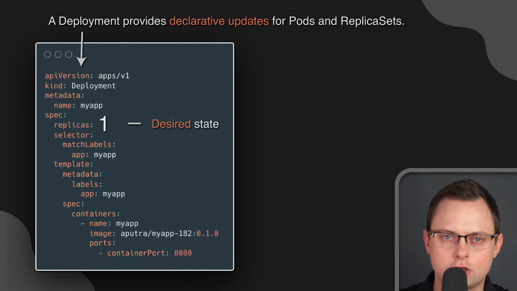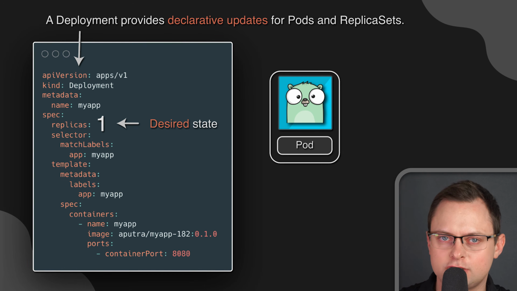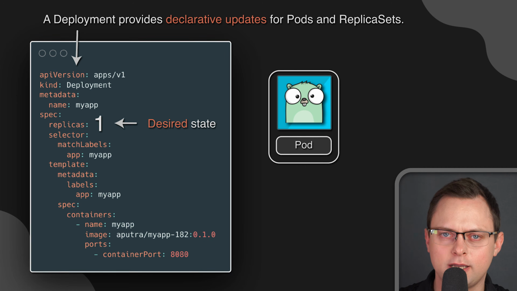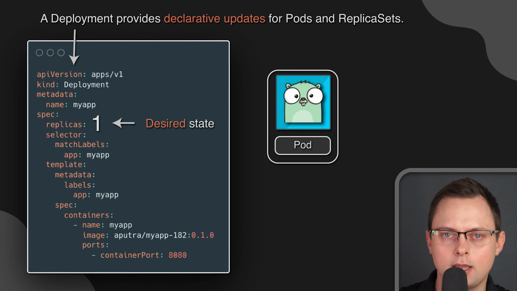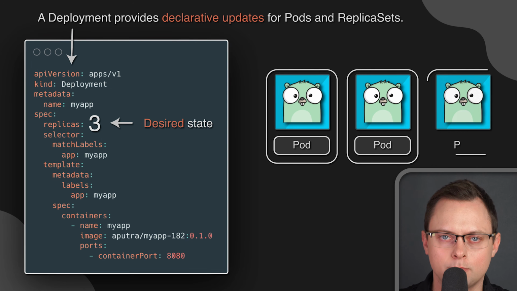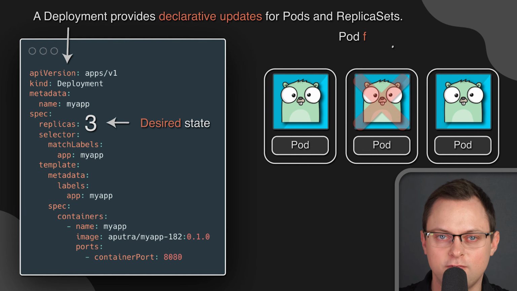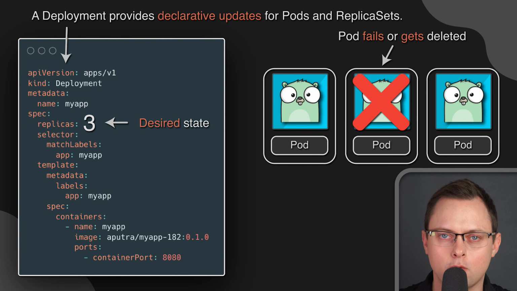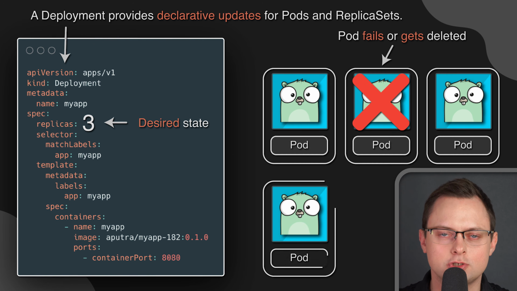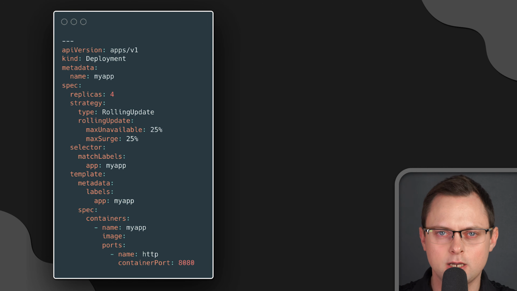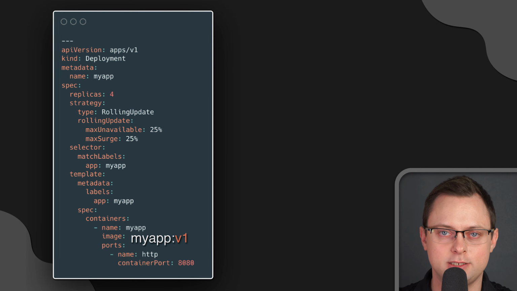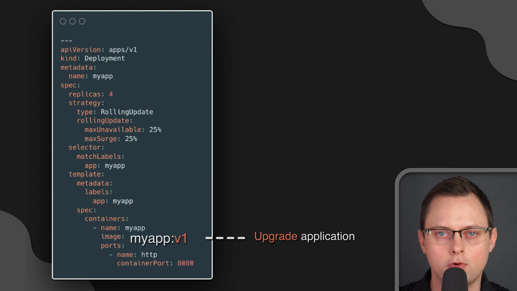You simply describe the desired state, such as how many replicas of your application you want to run at the same time. And the deployment controller will make sure that the desired state matches the actual state. If for some reason a pod fails or gets deleted, the deployment controller will reschedule it.